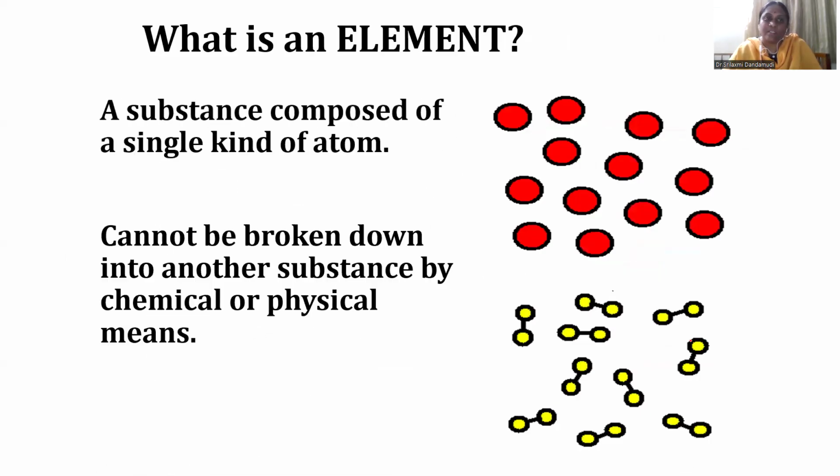So just as we discussed, what is an element? Here is another definition of an element. It is composed of a single kind of atoms. See here, all these are red in color. If we take the hydrogen element, it contains only hydrogen atoms. There is no other atom present in the hydrogen element. It cannot be broken into another substance by either a physical method or a chemical method, whatever it may be. It is the smallest portion.